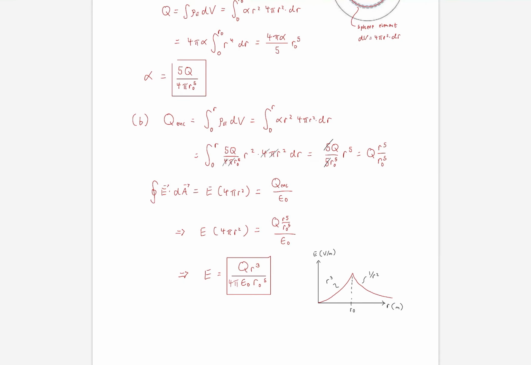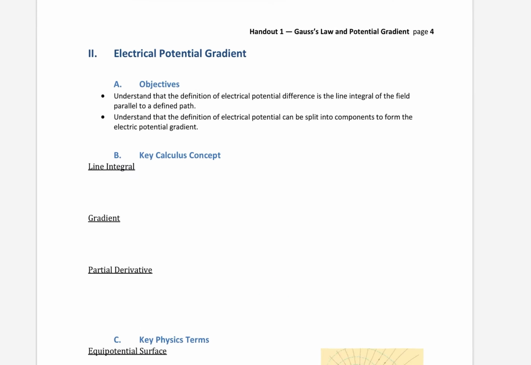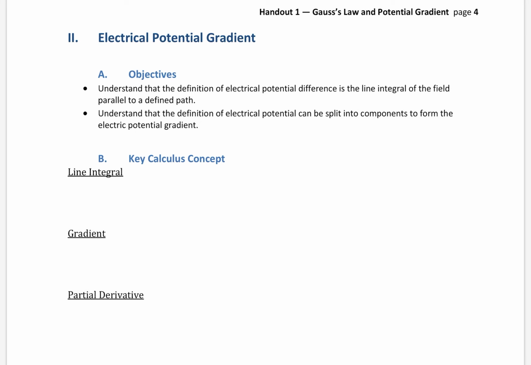All right, very good. Well, that is our first topic. Let's go on to our second related topic, all about voltage and electric field. So this is the electrical potential gradient. So what is the electrical potential gradient? Why would we talk about it at the same time as talking about Gauss's law? Well, we want to understand that the definition of the electrical potential difference is the line integral of the field parallel to a defined path.